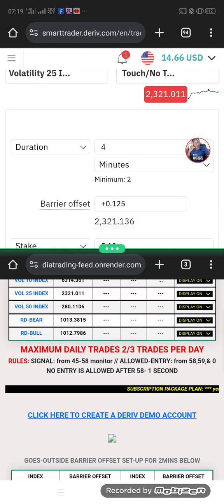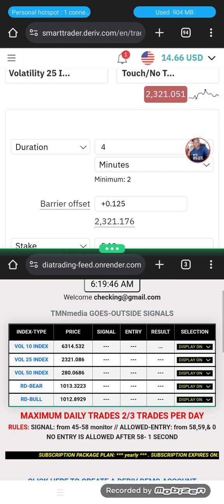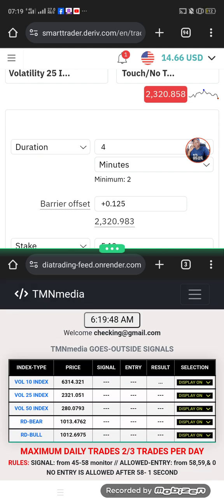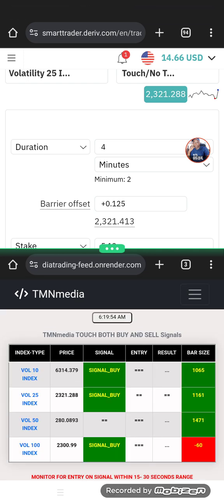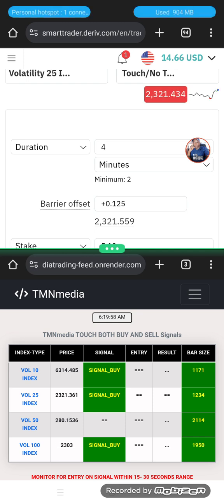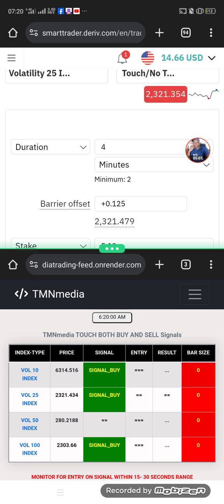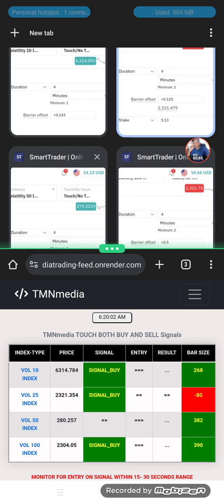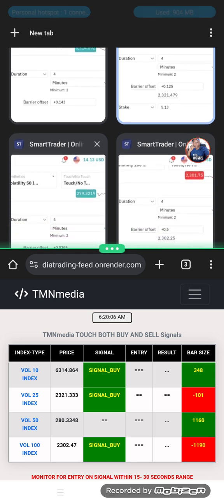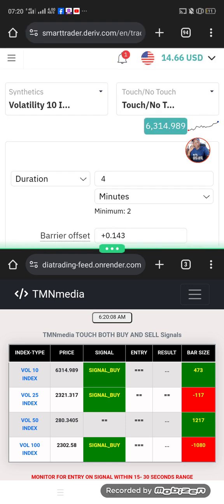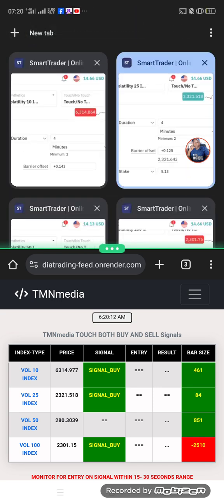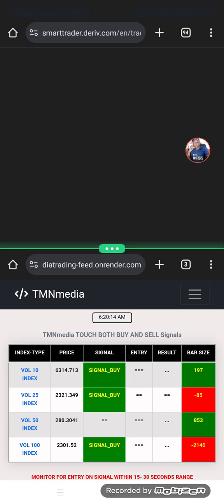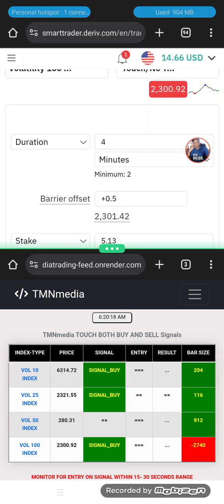I'm still going to provide an update on the SROBOT as well. This is for goes outside, and this is for sell buy. I'm not doing goes outside right now. So I can take signal from any of these three. What I like to do is to come like this. I have 10 here. I have 25. I have 50. I'm not having signal, and I have 100.